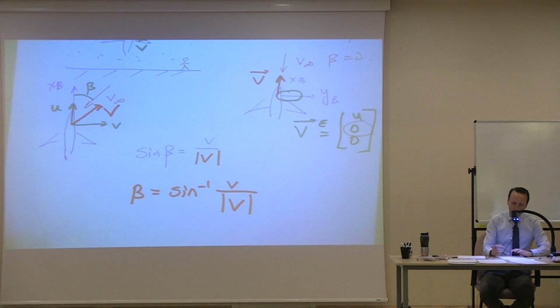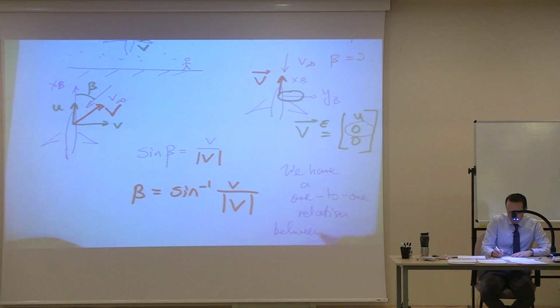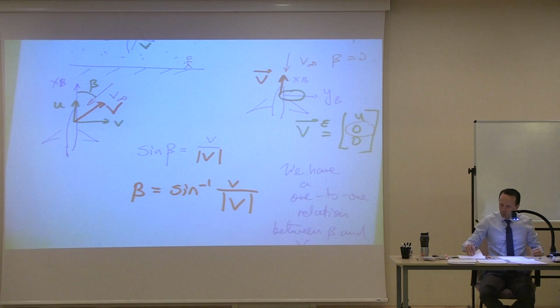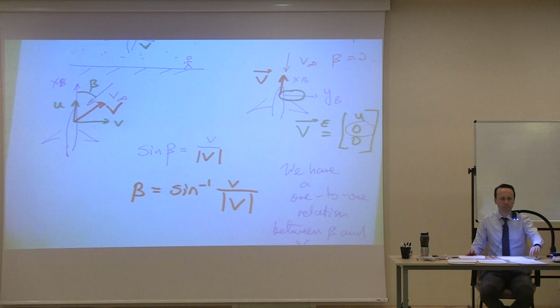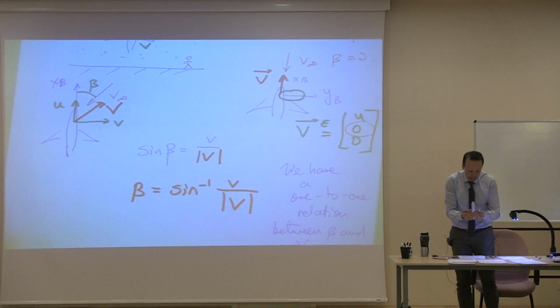So we have a one-to-one relation between beta and V, similar to the angle of attack situation. Is that okay? Okay, let me try to explain it here again with my little airplane.